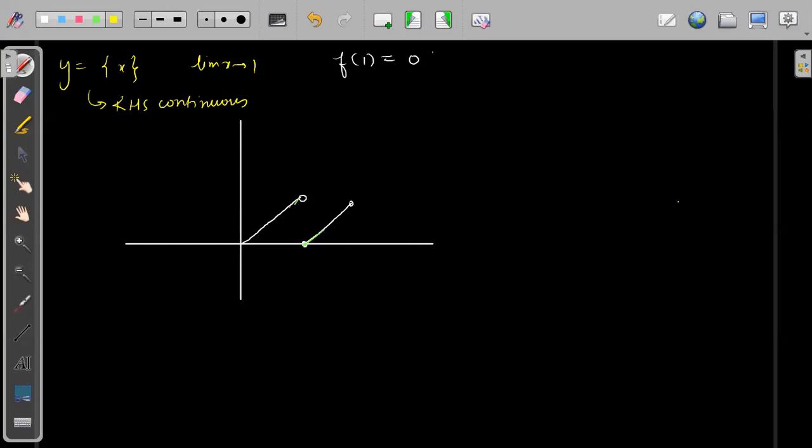Very good. But is this function continuous at x equals 1? No. Why? Because the left hand limit is not equal to the right hand limit. Everybody understood this part? But this function is right hand continuous.